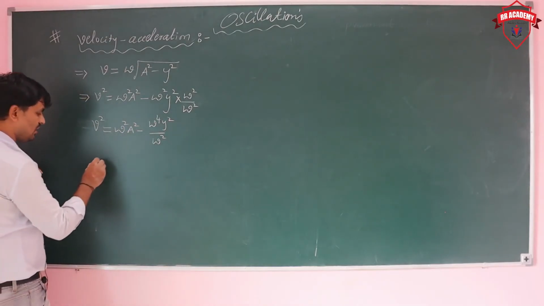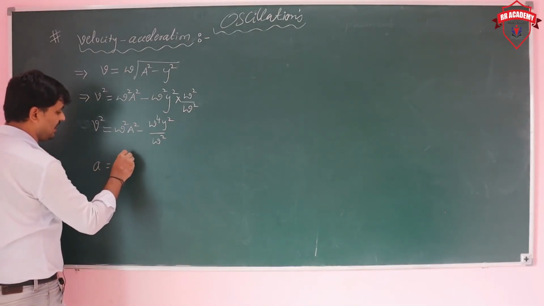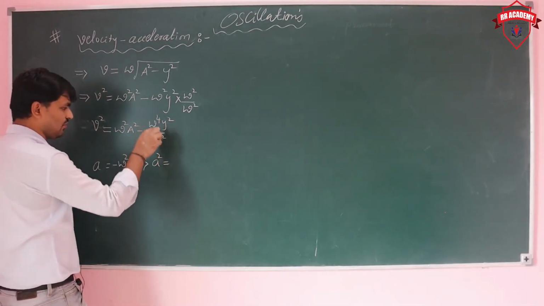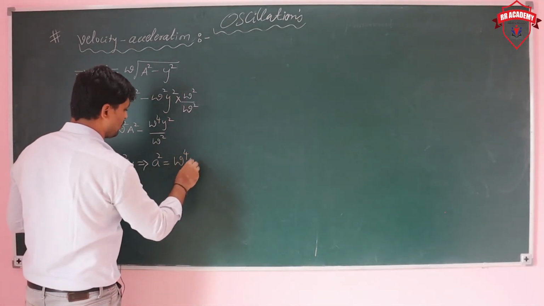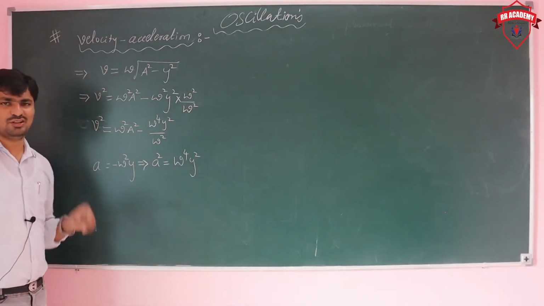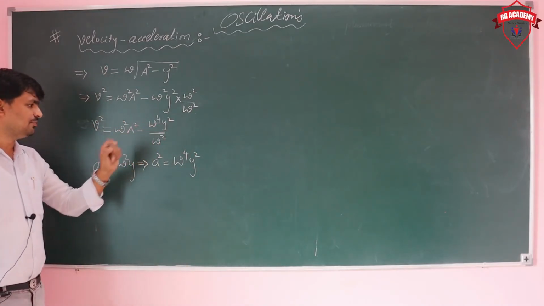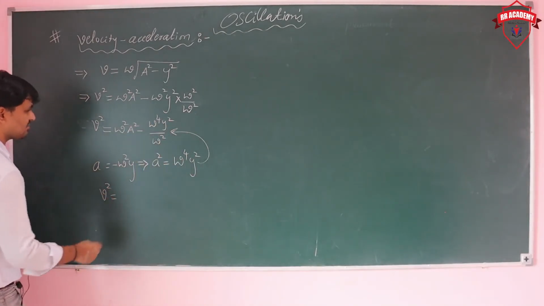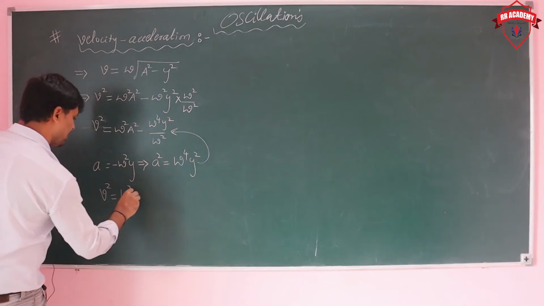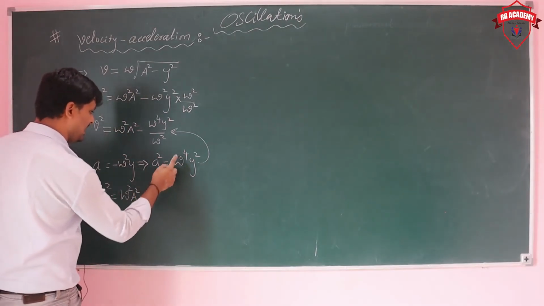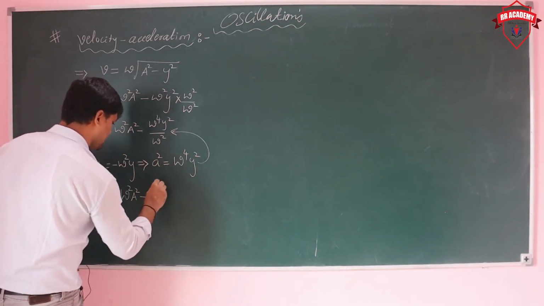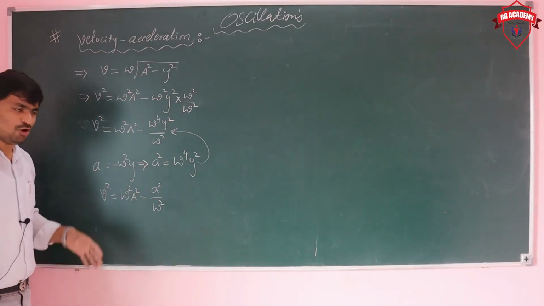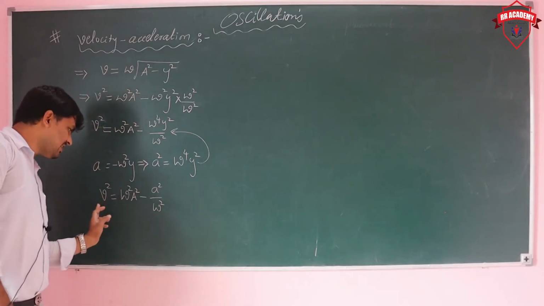Why? Because a is equal to minus omega square y. Then a square is equal to omega power 4 y square, so we can just substitute this value here. If you substitute, then you get v square equal to omega square a square minus a square upon omega square.